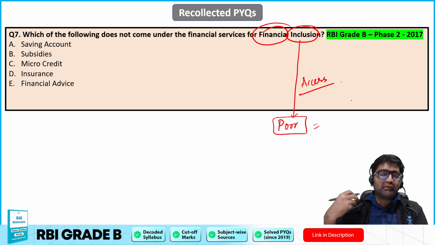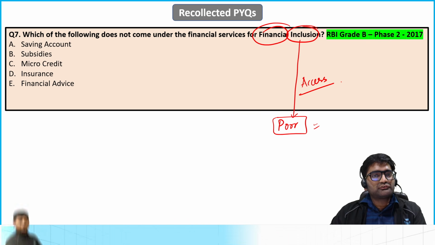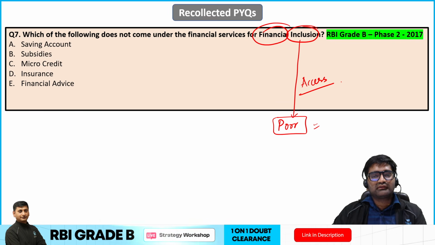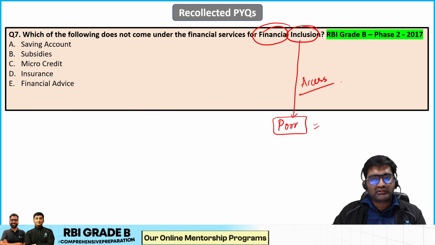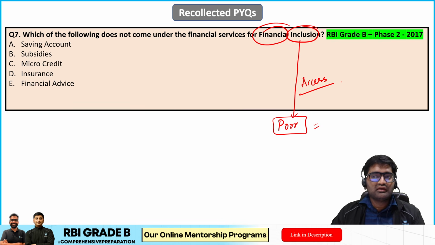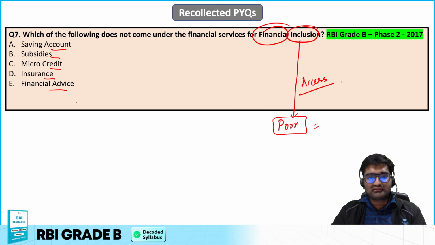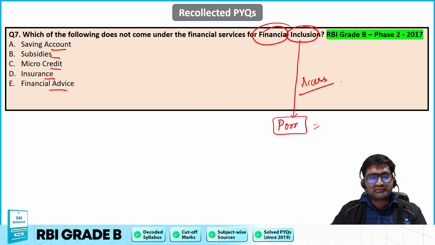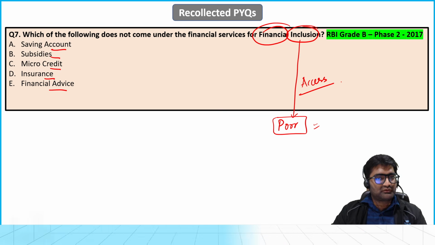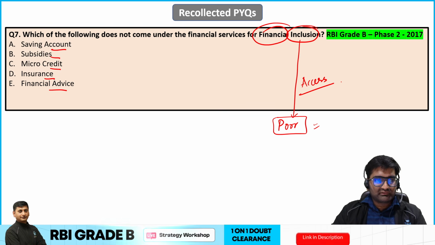How? Many people might not even have a bank account, so opening their bank account is one thing that can be done, isn't it? So here the question says: which of the following does not come under the financial services for financial inclusion? This is an RBI Grade B Phase 2, 2017 question. The options are savings account, subsidies, microcredit, insurance, and financial advice. Which of these are not part of the services provided as part of financial inclusion? Please try to answer as per whatever we have discussed.